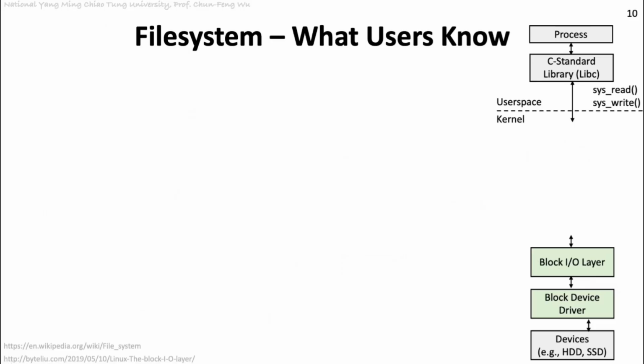The goal of the file system is to let the user access the device, or the data, more intuitively. Users don't really need to know what a block is, what sectors are, or what the storage device is. Users only need to know files. And a file is a virtual concept, because in the block IO layer and the block device driver we don't have named files. From the disk or SSD perspective, there's no file concept.